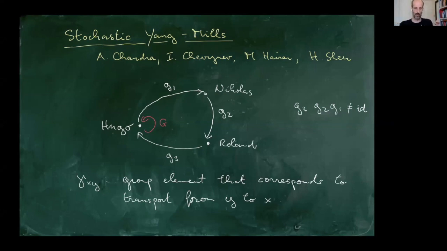So if you want, you have a grid or a graph with edges, and the edges would be between neighboring points. And if you want to go from anywhere to anywhere on the graph, you have to follow these edges one by one. And whenever you go from a vertex y to a vertex x along the edge that connects x to y, your internal state gets acted upon by some group element, gamma xy, right?